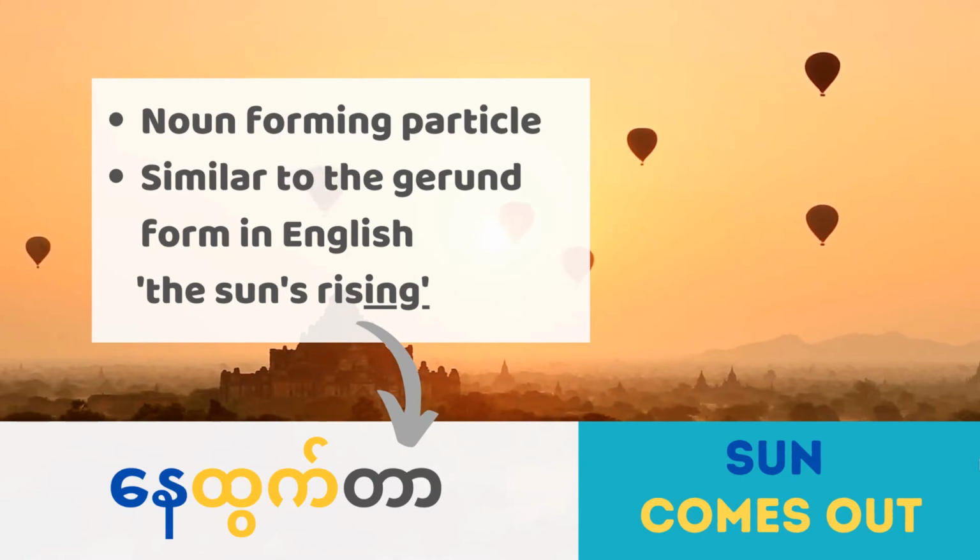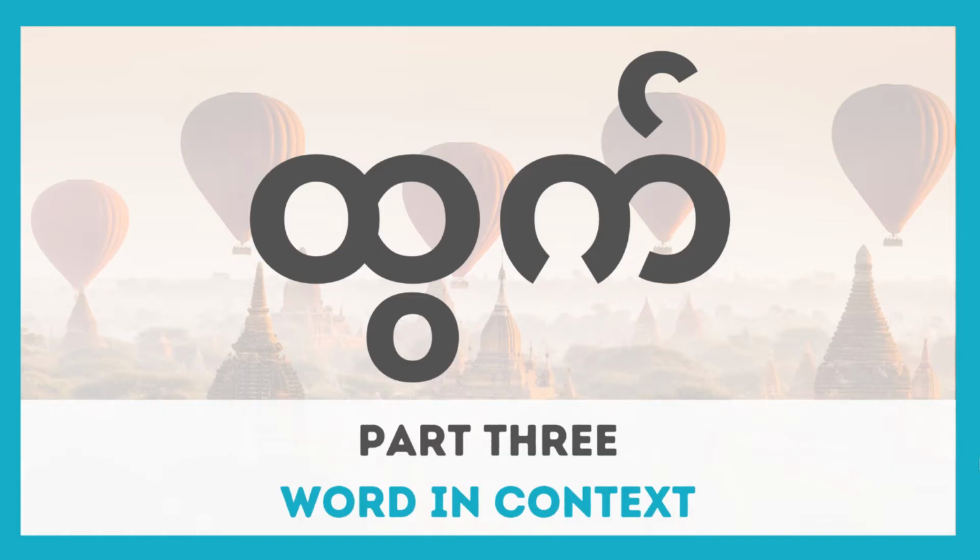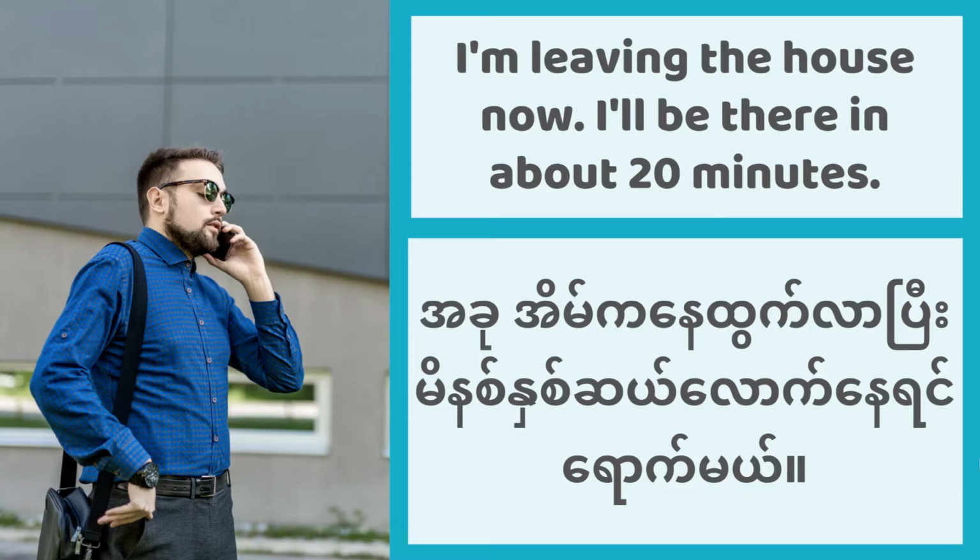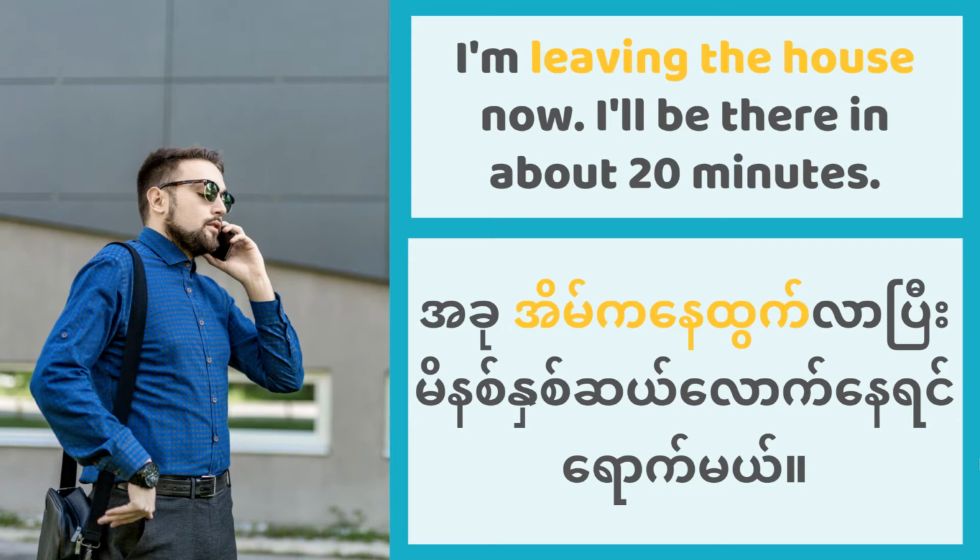You're doing great! Let's check out part 3 and see if we can identify the phrases we've just learnt in some slightly longer sentences. I'm leaving the house now. I'll be there in about 20 minutes. Follow along with the Myanmar and see if you can spot the phrase for leaving the house. Aku ainga ne tuet la vi, minute 20 လောက်နေရင်ရောက်မယ်. Did you see it? Ainga ne tuet. Leaving from the house. Well done.